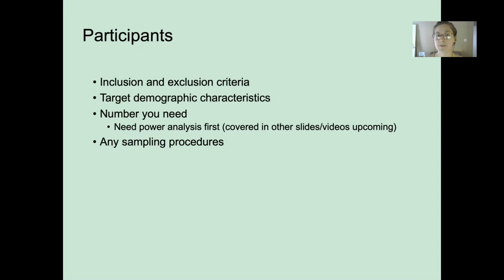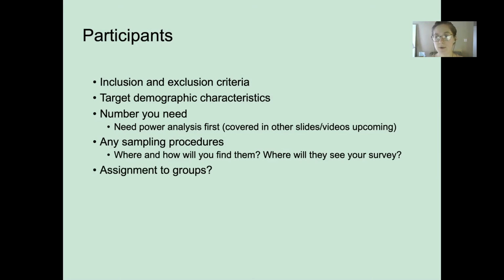You also need to talk about any sampling procedures. Did you do anything specific to make your sampling representative of a particular population that you're interested in? And where and how will you find them? And how will your participants see your survey? Are you going to assign them to any groups? Will those participants get any kind of incentives to participate? So since you are dreaming this up as a proposal and not actually conducting it, you could imagine that you had a budget for this and you could pay them a little bit of money or give them some kind of gift card or whatever you think would be an appropriate compensation for participating in your study.